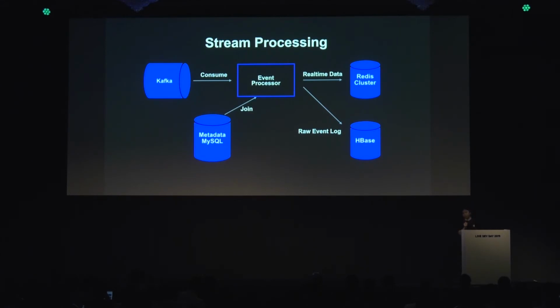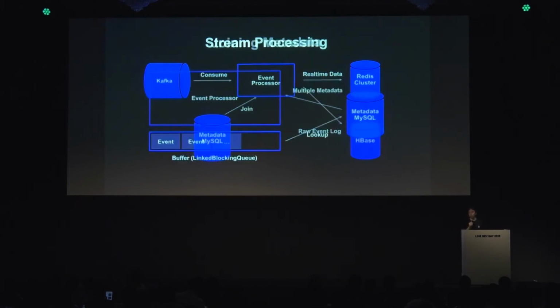Next, the events that flowed into Kafka will be stream processed. This is performed by a Kafka consumer application called the event processor. After linking the event with the metadata stored separately when the message was sent, the event processor stores the data into Redis and HBase. This streaming part, the event processor, was one of the most tricky parts in the development project.